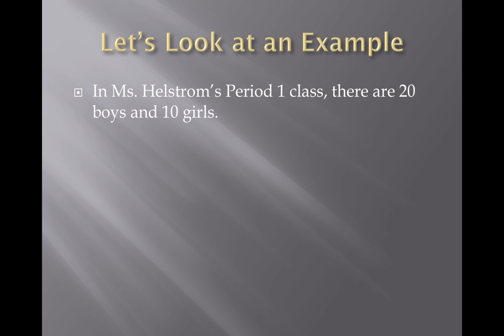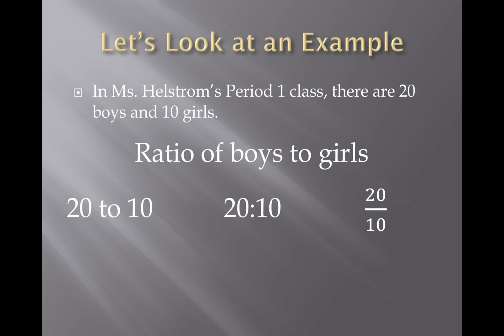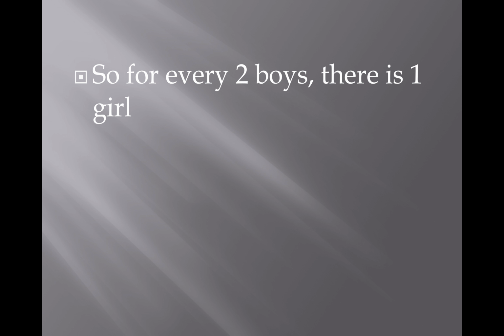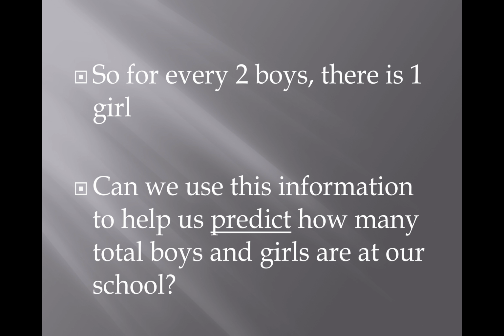So in Mrs. Hellstrom's period 1 class, there are 20 boys and 10 girls. The ratio of boys to girls is 20 to 10, 20:10, and 20 over 10. The unit rate is 2 to 1 because we reduce it by 10. So we divide by 10 and we get 2 to 1. That's the unit rate. So for every 2 boys, there is 1 girl. Can we use this information to help us predict how many total boys and girls are at our school?